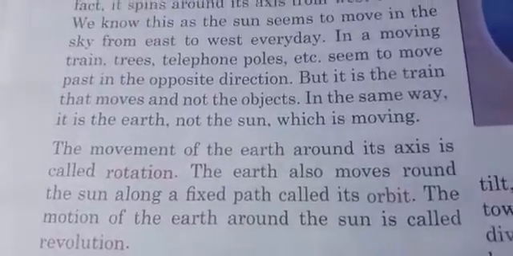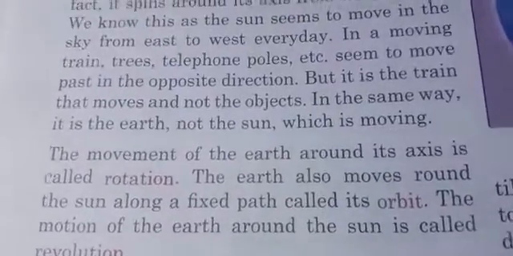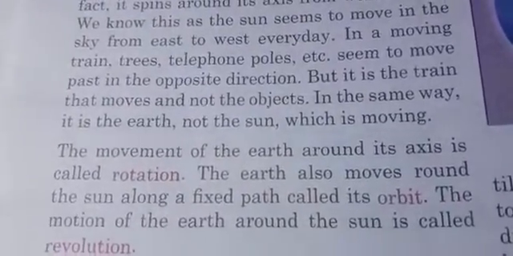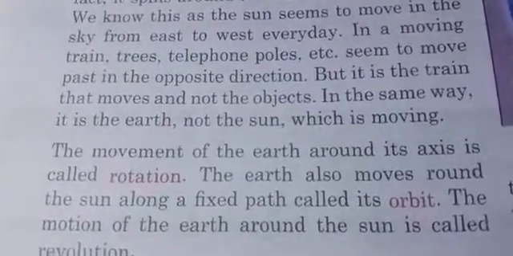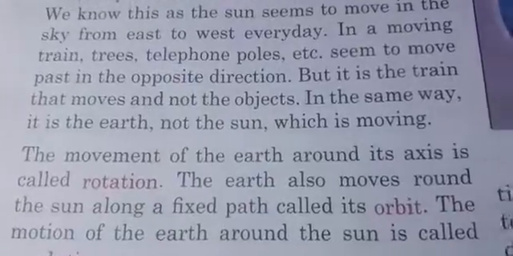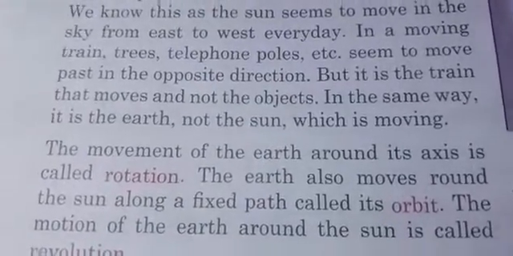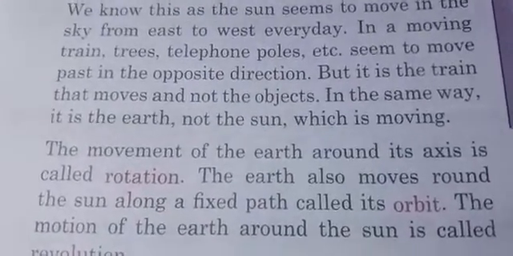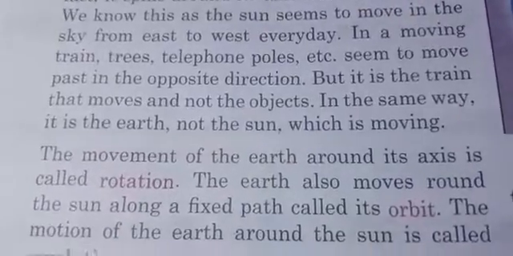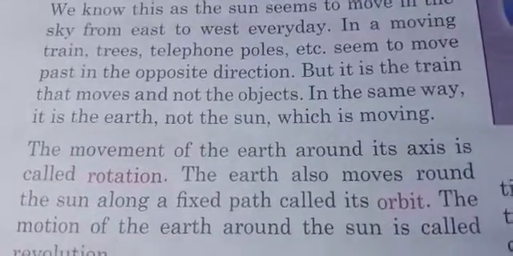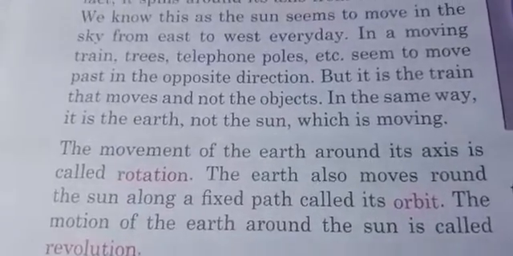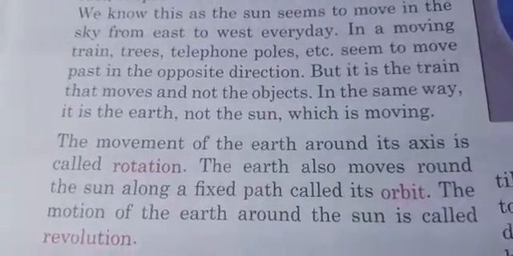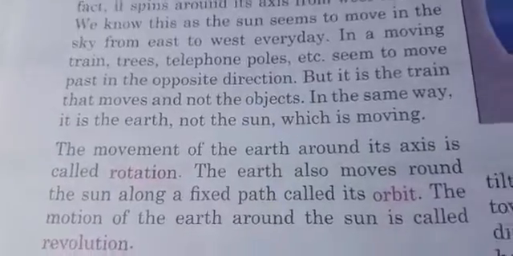Now, what is rotation? The movement of the earth around its axis is called rotation. What is an orbit? The earth moves round the sun along a fixed path called its orbit. Now, what is a revolution? The motion of the earth around the sun is called revolution.